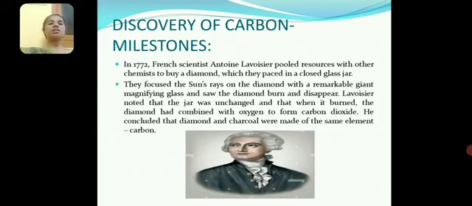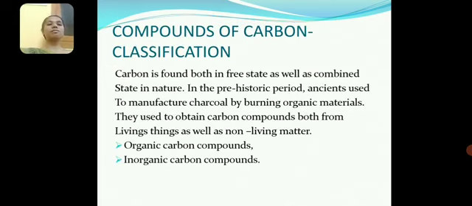Discovery of carbon, milestones. In 1772, French scientist Antoine Lavoisier pooled resources with other chemists to buy a diamond, which they placed in a closed glass jar. They focused the sun's rays on the diamond with a giant magnifying glass and saw the diamond burn and disappear. Lavoisier noted that the jar was unchanged and that when it burned, the diamond had combined with oxygen to form carbon dioxide. He concluded that diamond and charcoal were made of the same element, carbon.